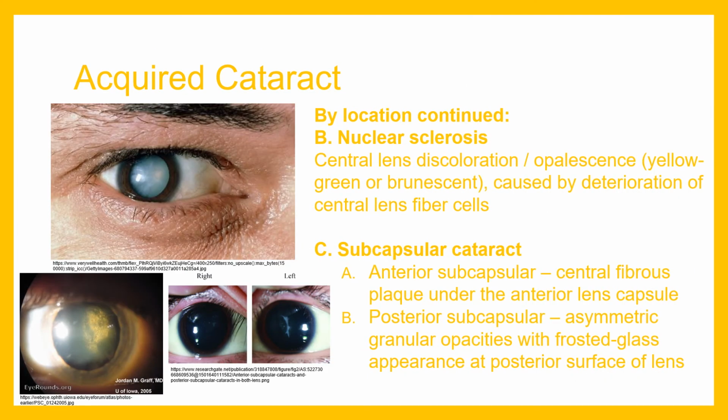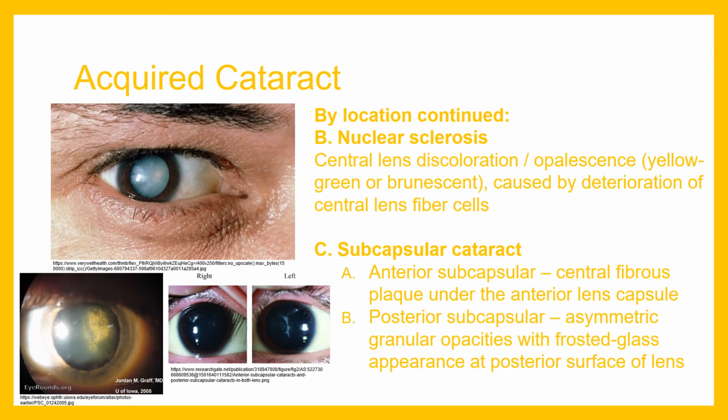The second acquired cataract is the nuclear sclerosis. The nucleus itself can sclerose and cause central lens discoloration. The opacity often appears yellow-green or brunescent hue, and this is caused by the deterioration of the central lens fiber cells.